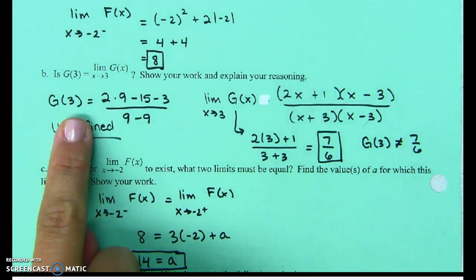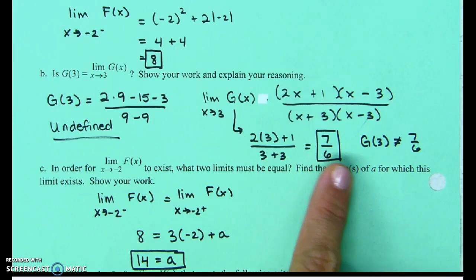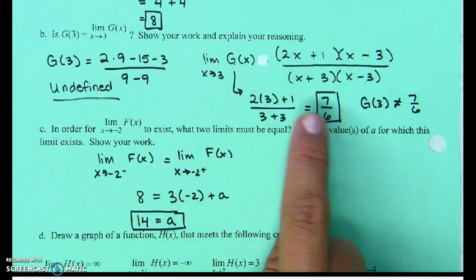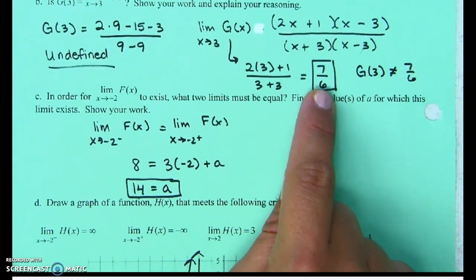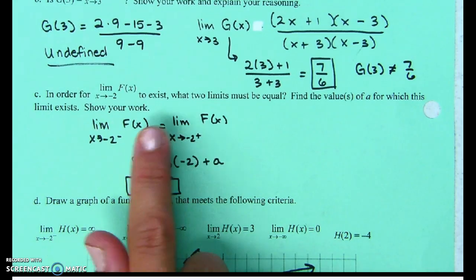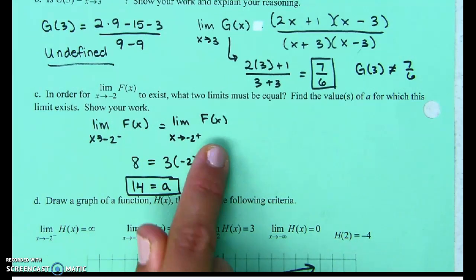So the point is undefined, but the limit exists. Don't say the limit doesn't exist. It does exist. It's right there. It's 7 over 6, okay? Because there's a hole. I didn't write it down, but there's a hole. In order for this limit to exist, what two limits must be equal? The limit from the left has to equal the limit from the right.